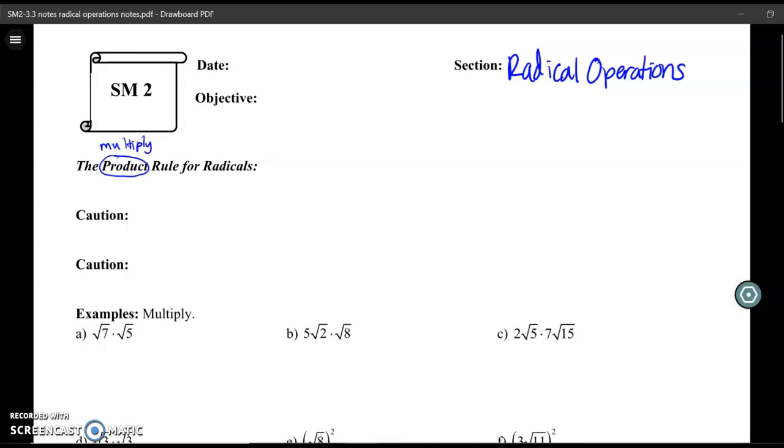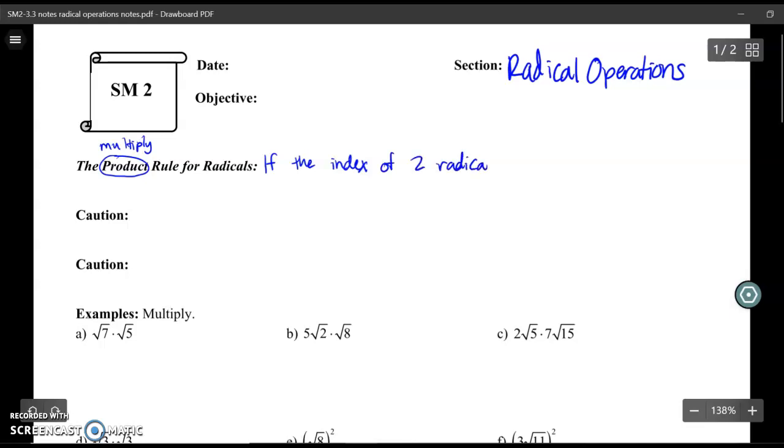So the product rule for radicals says that if the index of two radicals is the same, you can multiply the radicands together. So let's remember what those words mean really fast. Oops, that's not how you spell radicand.